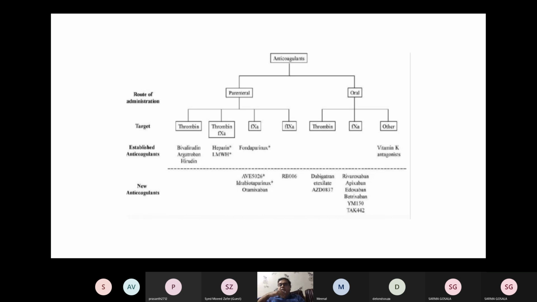Coming to oral, for almost 50 years we've been using vitamin K antagonists, whether it's warfarin or acenocoumarol. We have the newer ones which act directly on thrombin, like dabigatran, the present-day star, which are direct thrombin inhibitors, or the newer drugs like rivaroxaban, apixaban, or edoxaban, which act on factor 10A.